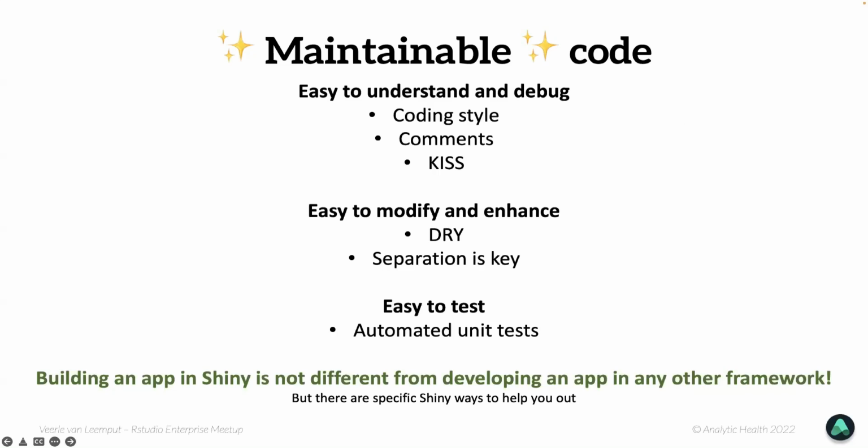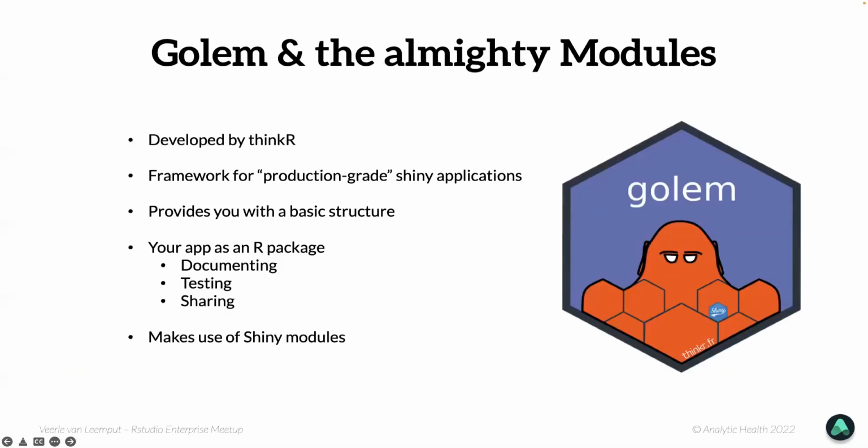All right. So maintainable code, that's one thing. Then how are you going to organize your Shiny app? One way you can do that is Golem and the almighty modules. Everybody talks about modules, especially when you are talking about building enterprise apps or apps for production. As soon as you come into the territory of more advanced Shiny apps, there's no way around modules. And Golem is a package that helps you build your Shiny application as a package. Golem is basically a framework for building your production-grade Shiny application. It helps you to structure and organize your code and to make your Shiny app an R package.